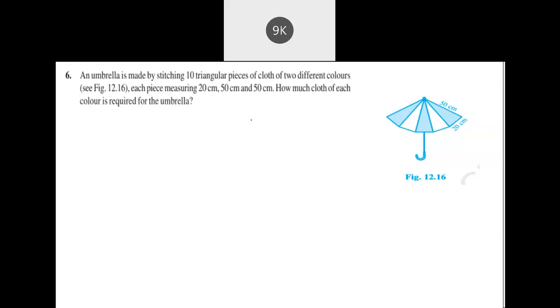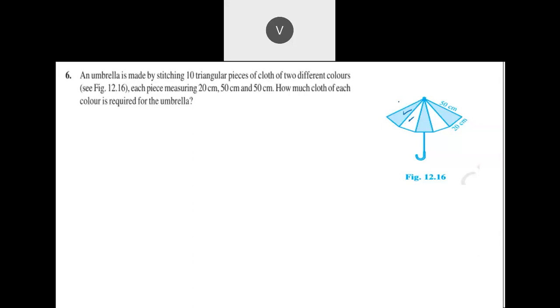Ma'am, they have said that an umbrella is made by 10 triangular pieces with 2 different colors. The triangle is measured by 20 centimeter and 50 centimeter, and we should find the area of each triangle, to see how much cloth of each color is required for the umbrella. They have given each piece measuring 20 centimeter, 50 centimeter, 50 centimeter.